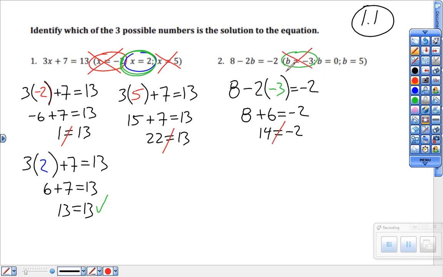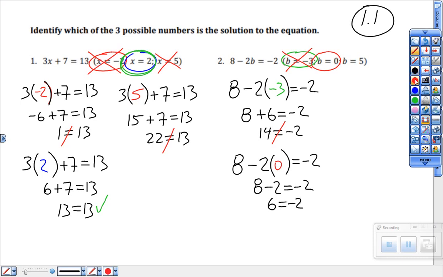If I plug in 0, I have 8 minus 2. And this time where b is, I'm plugging in 0. Gives me 8 minus 2, which is 6. And you can see that is not a solution. B equals 0 is not a solution.